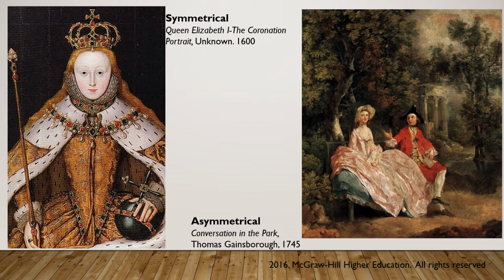The picture of the conversation in the park on the right is asymmetrical balance. And we've got the two people. They're actually sitting a little bit more to the left side. And the visual weight of the two of them is being balanced out by the tree and the lighter areas on the right and the building that's kind of back in the background. But it still looks visually appealing.